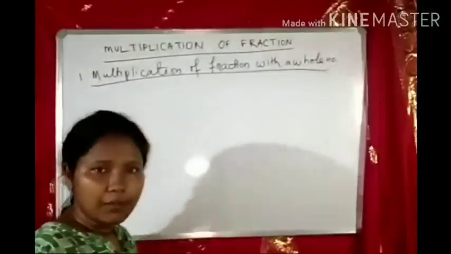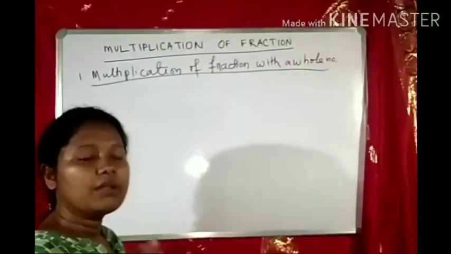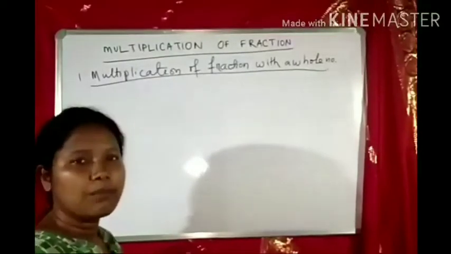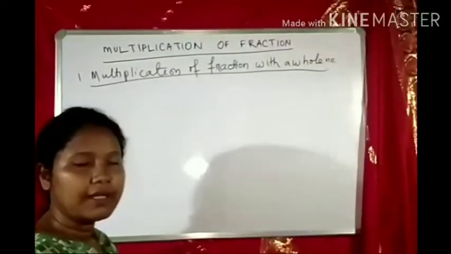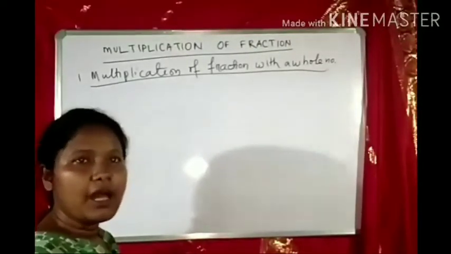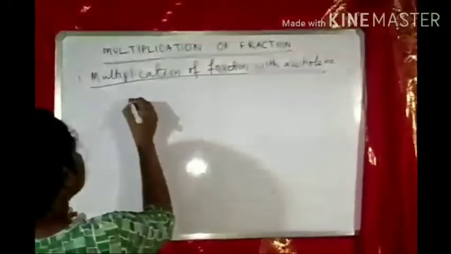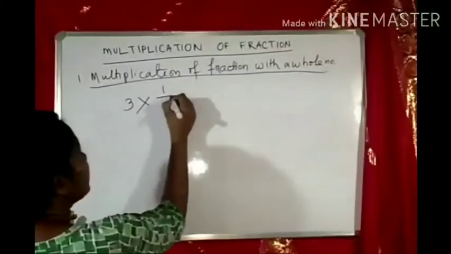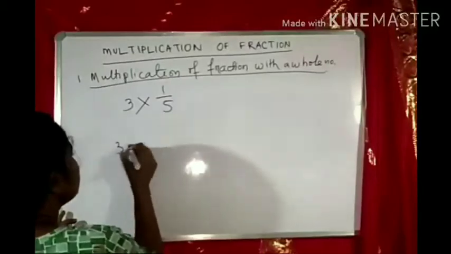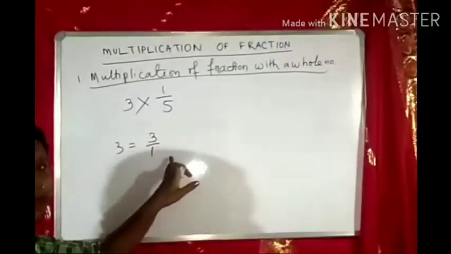If we are multiplying a fraction with a whole number, that fraction may be a proper fraction or an improper fraction, both. If we are multiplying with a whole number, then what we are getting? The numerator is multiplied with the numerator and the denominator will be the same. So let's see 3 into 1 by 5. So 3 means what? 3 means 3 by 1.